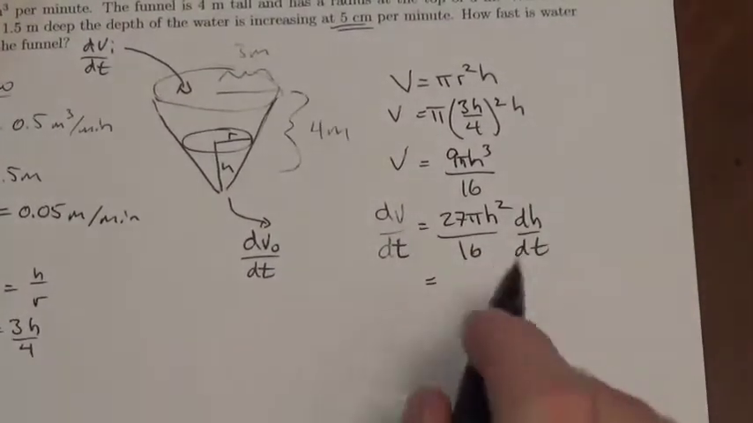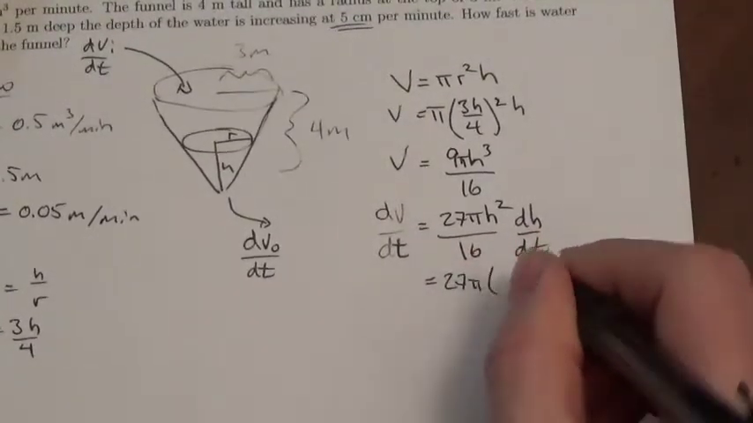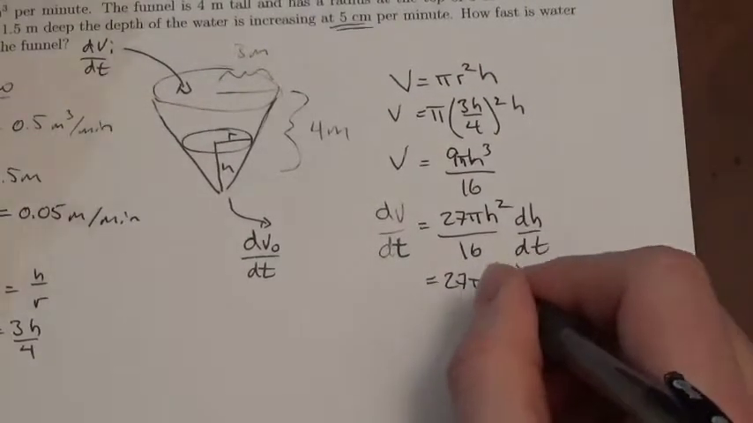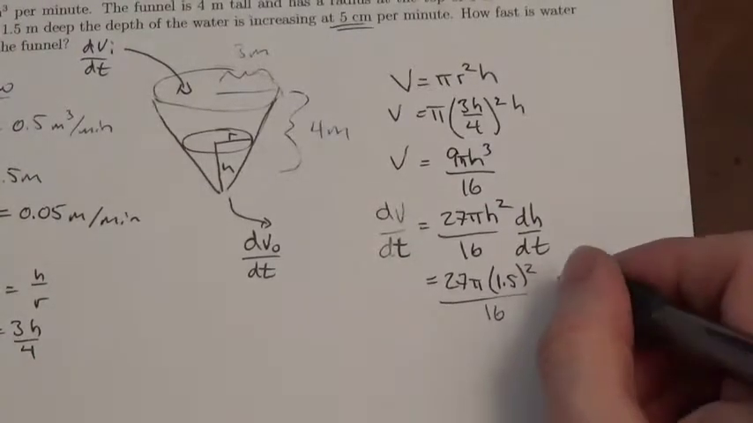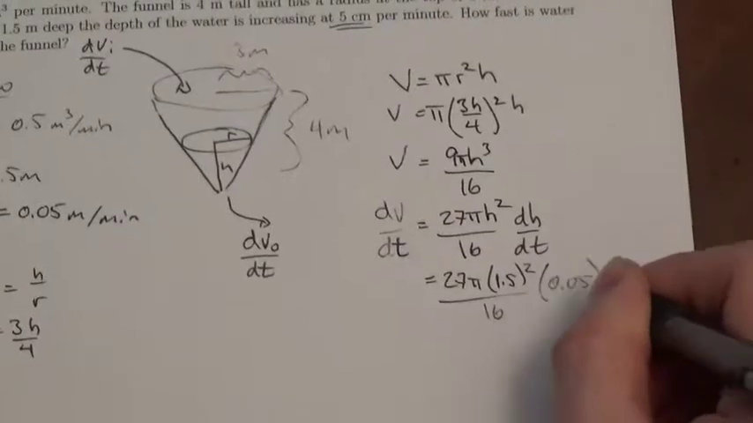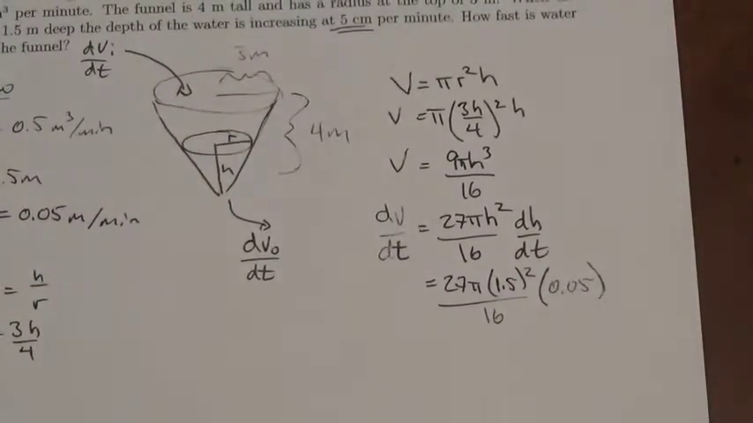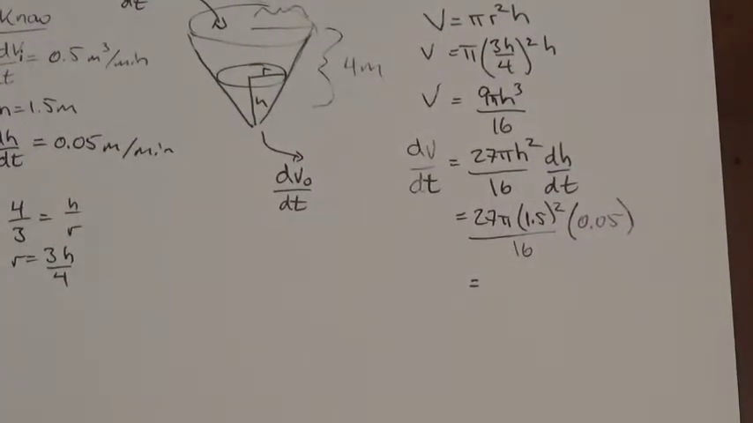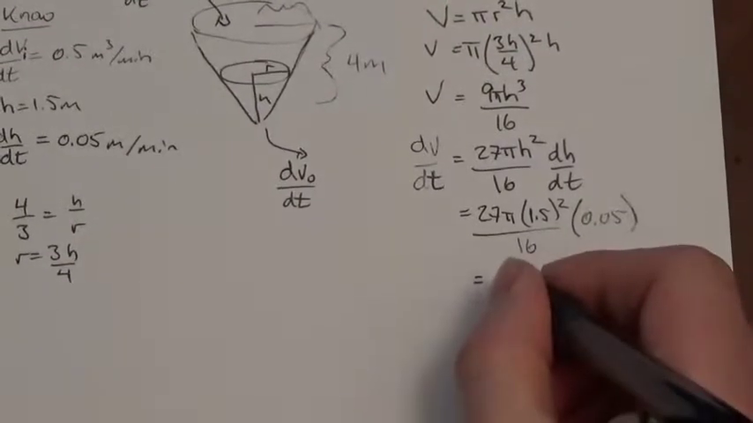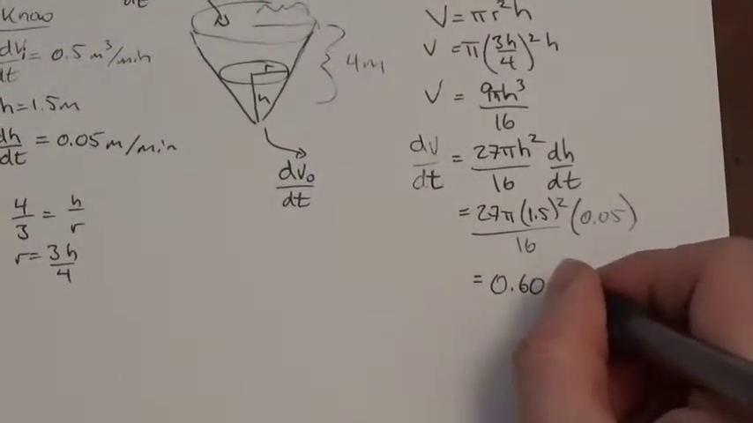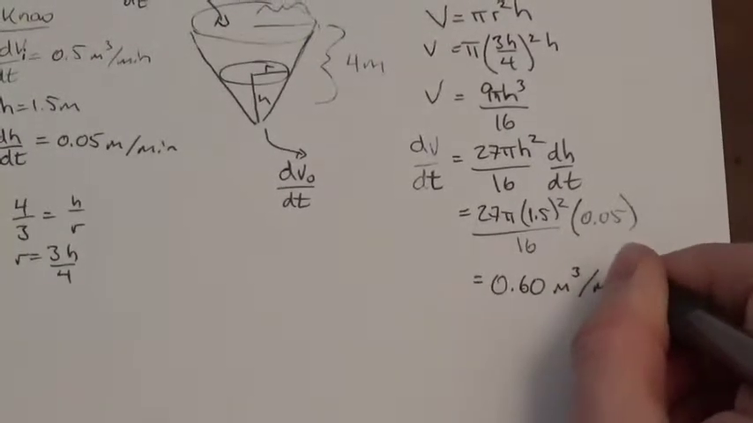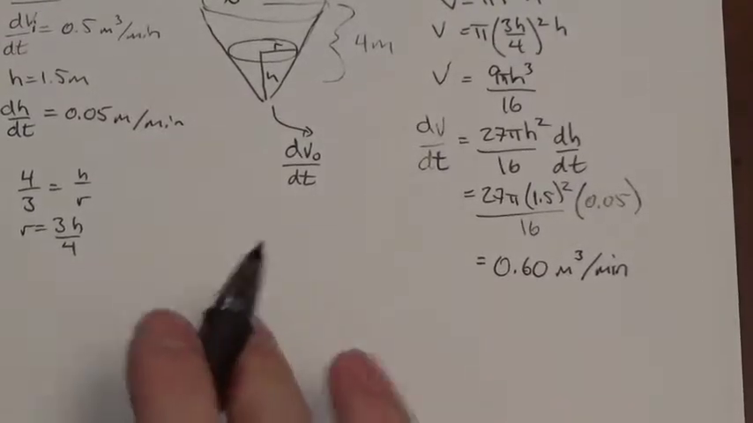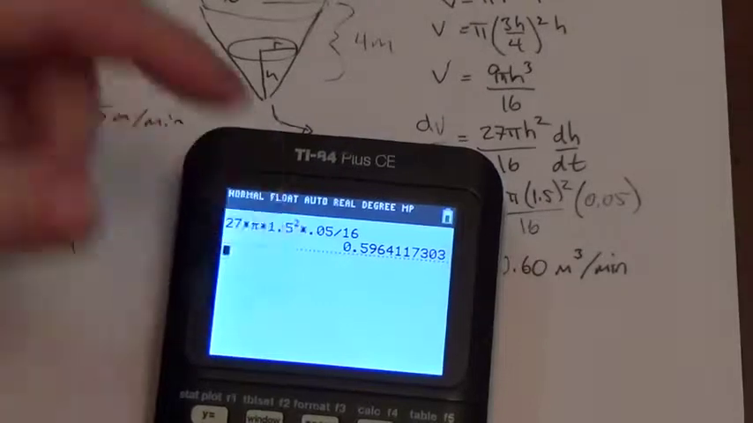Now I know all of that. 27 pi, we knew that the height was 1.5, that's going to be squared, over 16, and we know that dH/dt was 0.05. Okay, so that's the rate at which the volume is changing. Let's get a decimal value for that, which is probably going to make it a little easier to work with. So 27 times pi times 1.5 squared times 0.05, all divided by 16. And so we're going to get 0.60 meters cubed per minute. I'm going to leave the full decimal on my calculator, so you can see that.